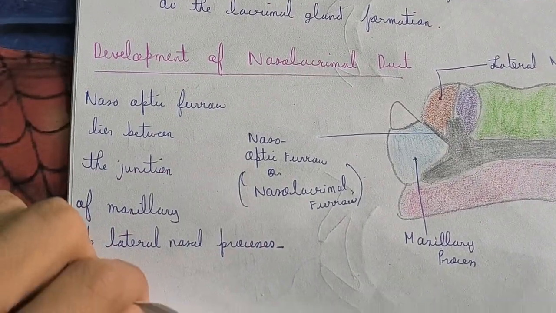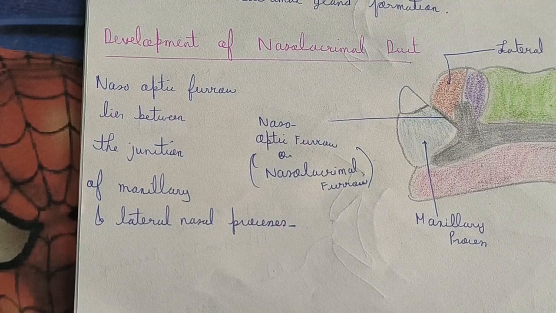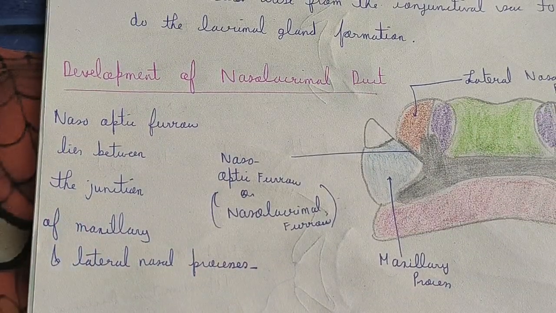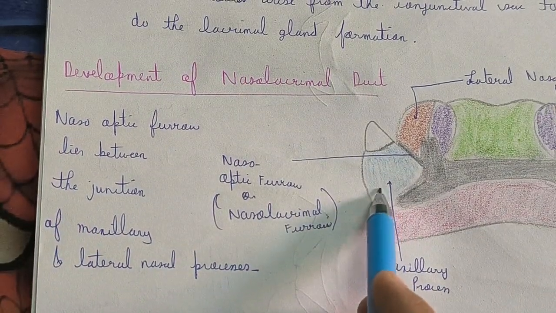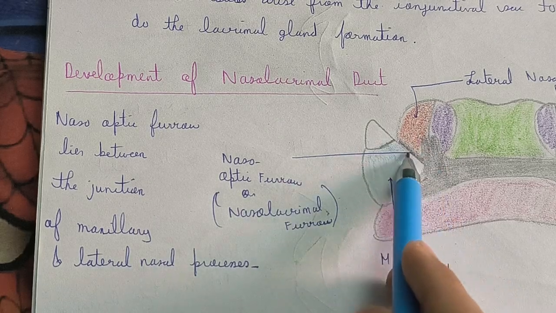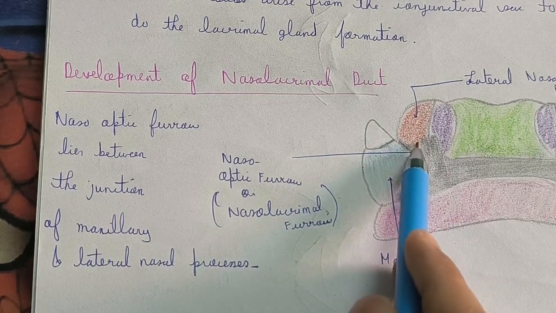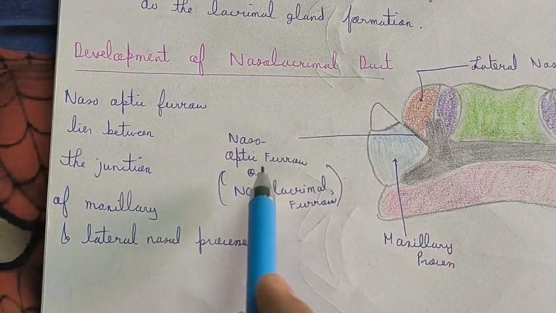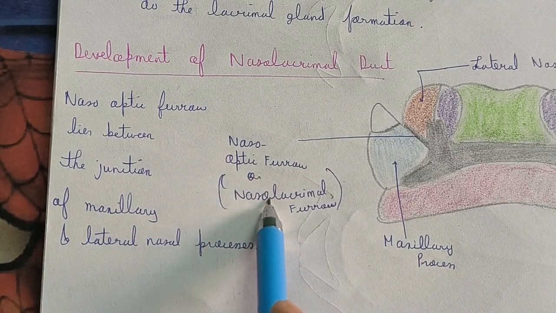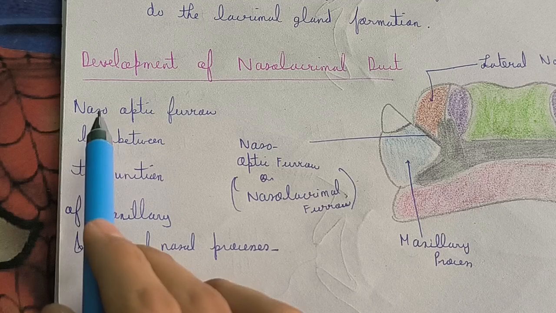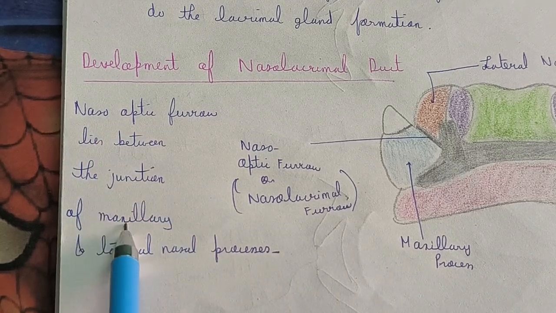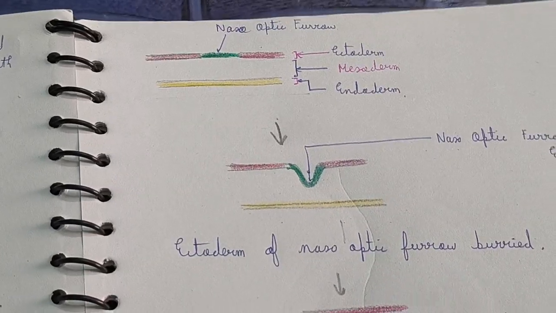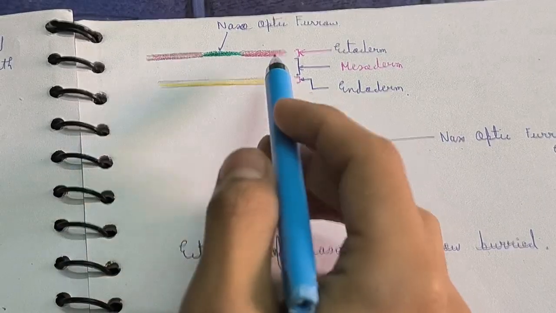Now the development of the nasolacrimal duct. Before discussing this, you should know that this is the maxillary process and this is the lateral nasal process. Between these two processes there is a furrow, known as the naso-optic furrow or nasolacrimal furrow. So the naso-optic furrow lies at the junction of the maxillary and lateral nasal processes, and it is ectodermal in origin.